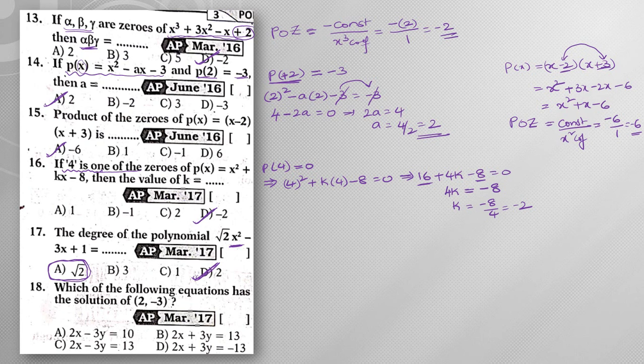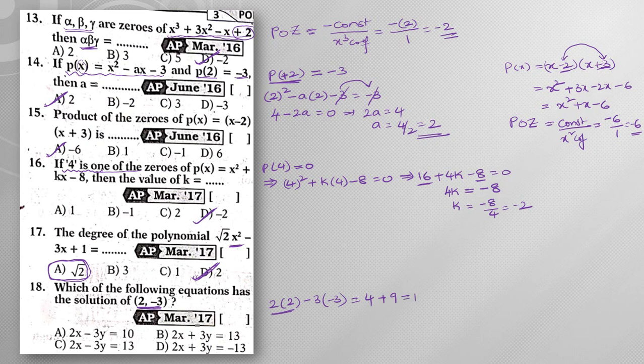Next, which of the following equations has the solution 2 comma minus 3? What is the meaning of solution? When you substitute in the place of x comma y, it should satisfy, right? So suppose I consider option A and substitute: 2 into 2 minus 3 into minus 3. What am I going to get? 2 2s are 4 and minus 3 into minus 3 is plus 9.